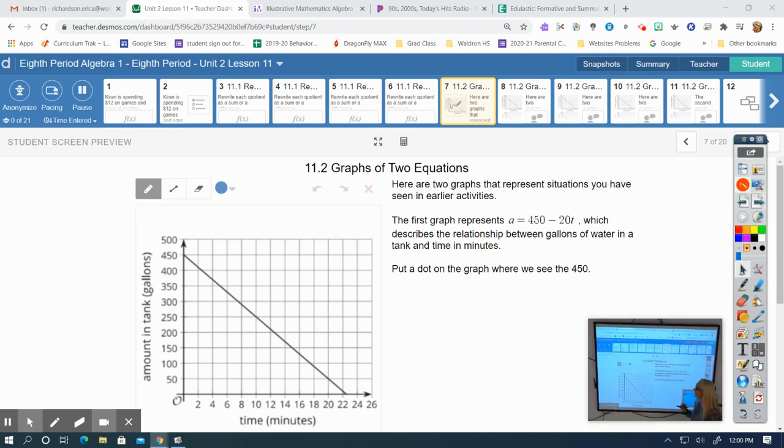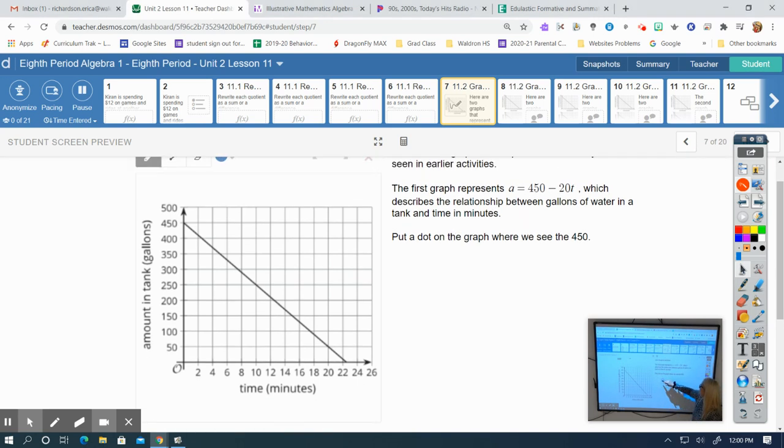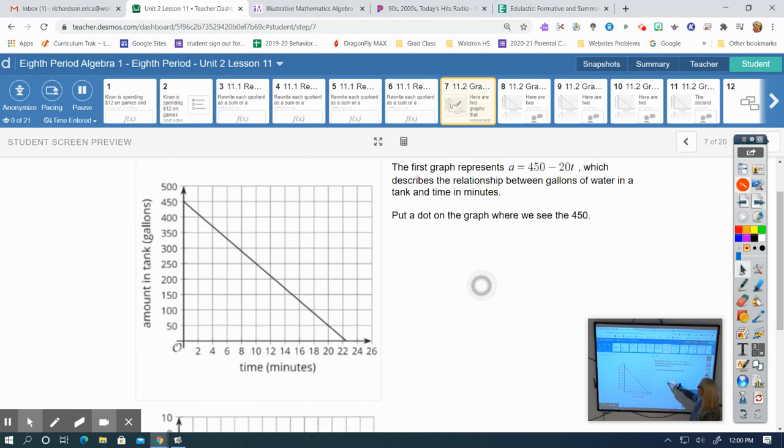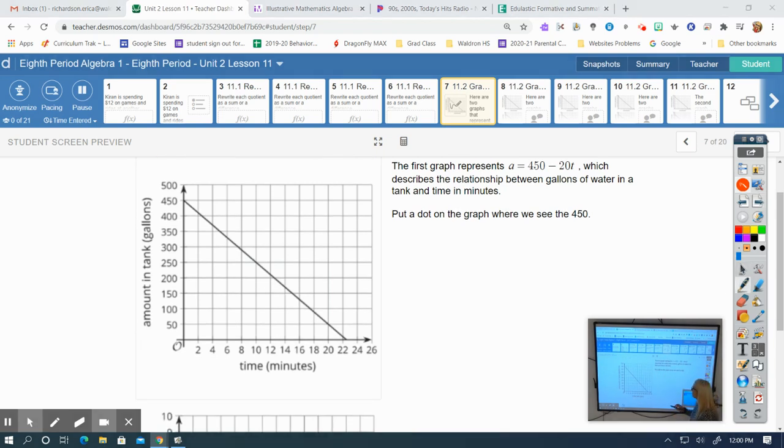All right, so here we were looking at two graphs, and what I wanted you to do here was put a dot where the 450 is. So the 450 on this graph is right here, and it represents the y-intercept. So that is your y-intercept. It's the point on the graph where it crosses the y-axis. And this problem is talking about a tank of water being filled up. So 450 represents the amount of water that's in the tank initially.